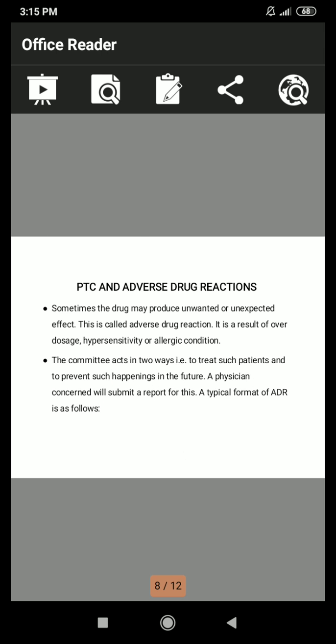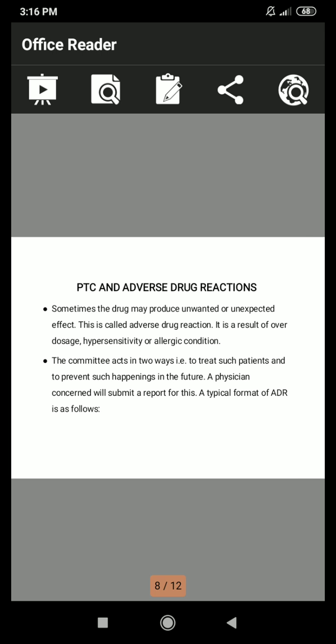Okay. Then next point of this chapter is PTC and adverse drug reactions. In that, sometimes the drugs may produce unwanted or unexpected effects. This is called the adverse drug reaction. It is a result of overdosage, hypersensitivity or allergic condition. The committee acts in two ways, that is to treat such patients and to prevent such happenings in the future. A physician concerned submits a report for this. The typical format of ADR is as follows.